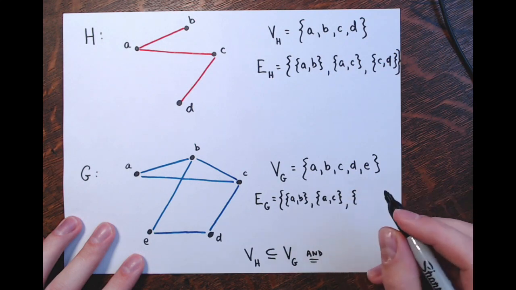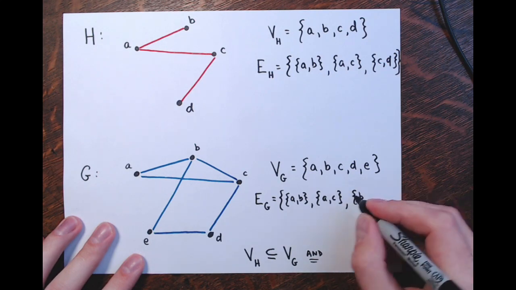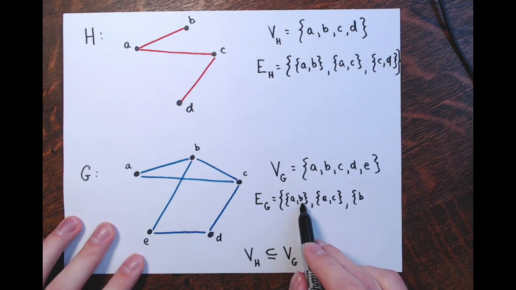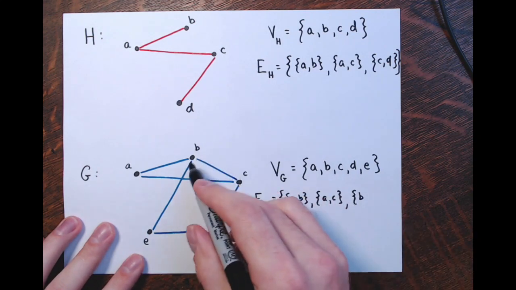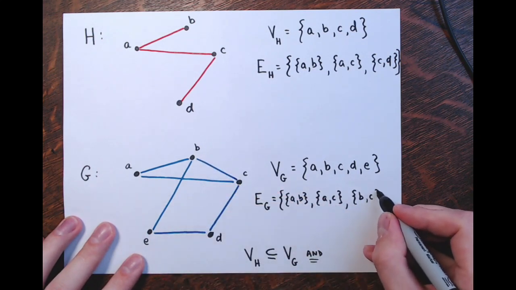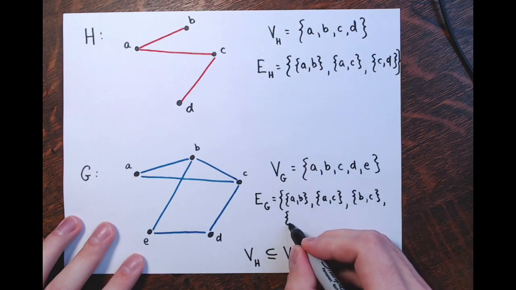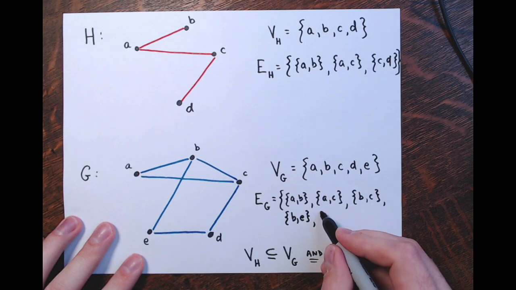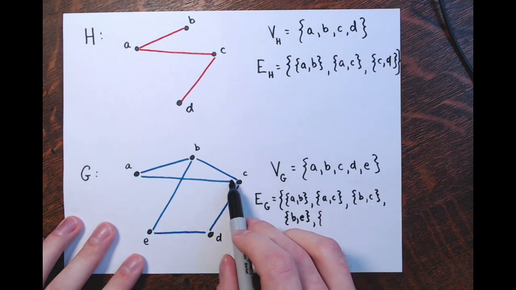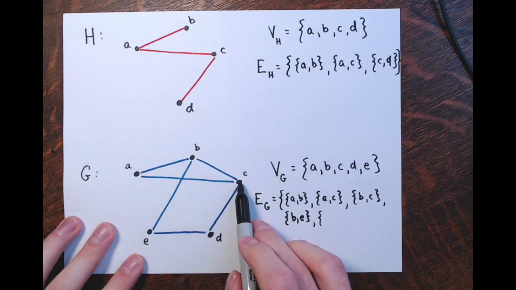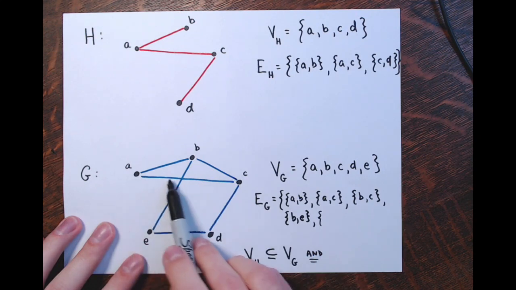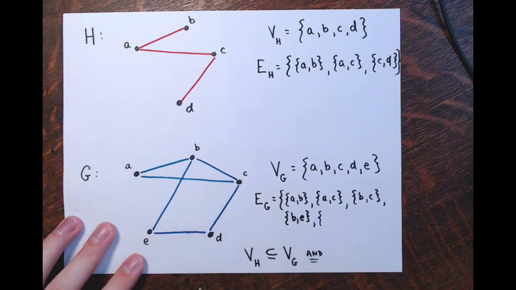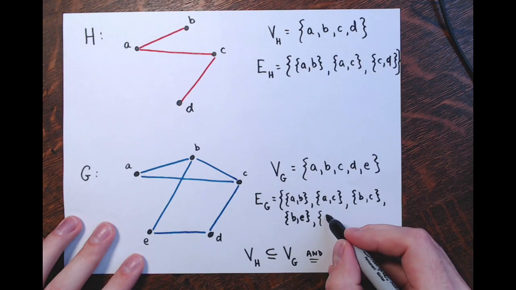I'm done with A, and then we got B. Now I don't need to do BA because I already got AB. So I'll just do BC and BE. And I'm done with the B's, and then C. Now I've already done BC, so I don't need to do CB. I've already done AC, so I don't need to write CA. Just need CD.